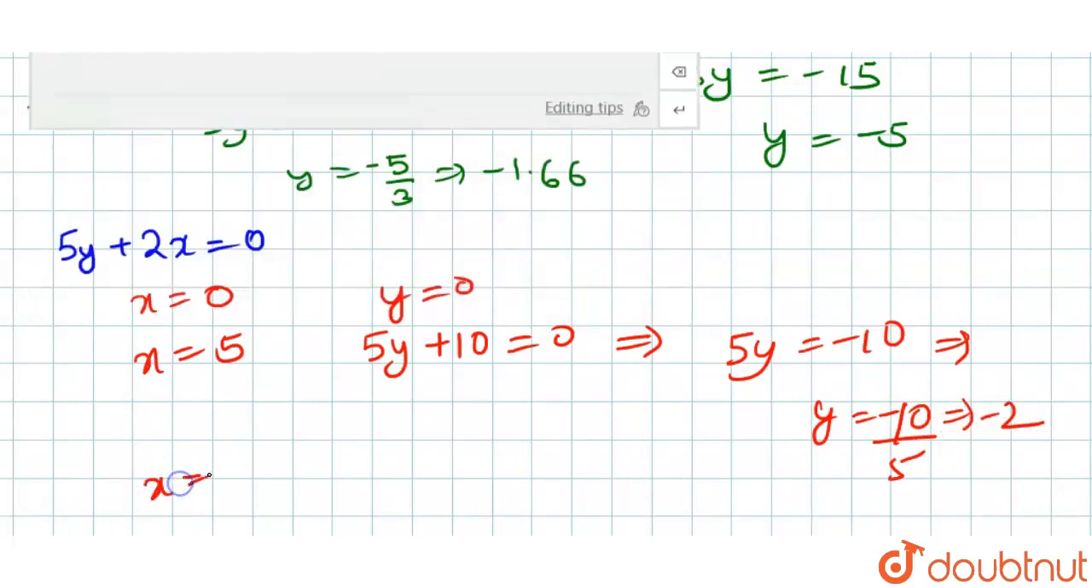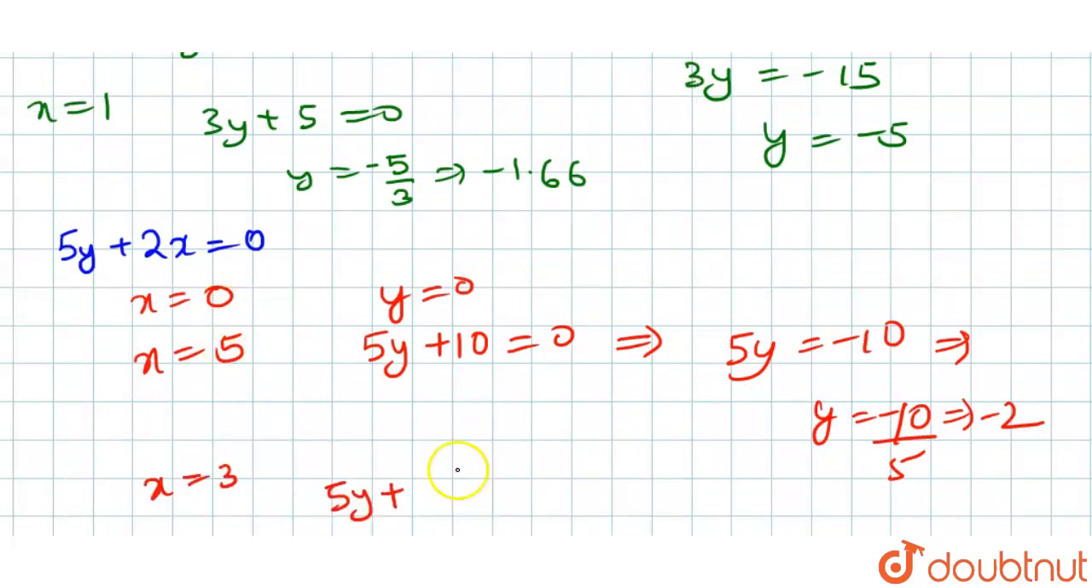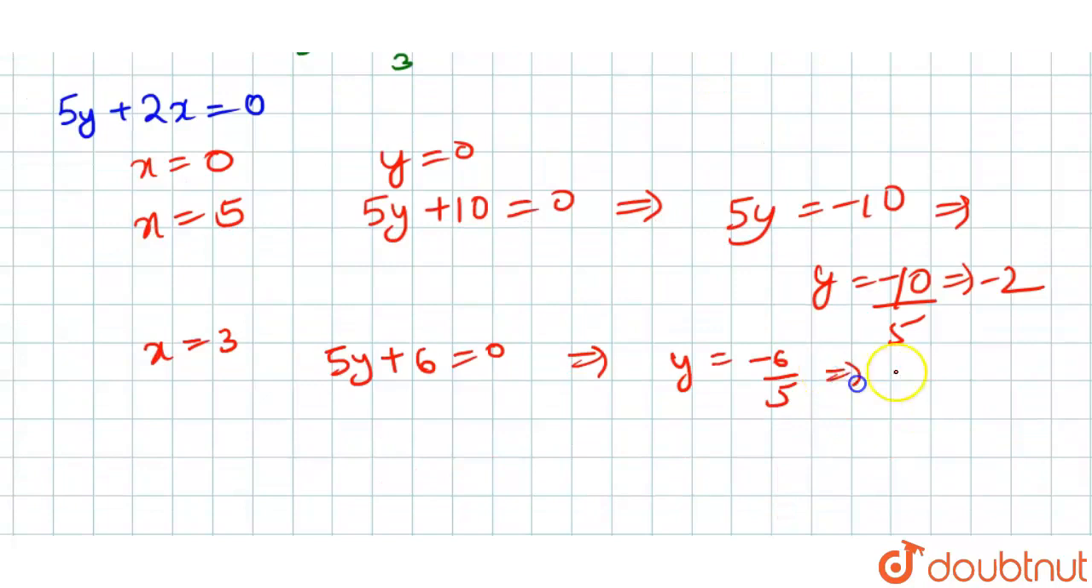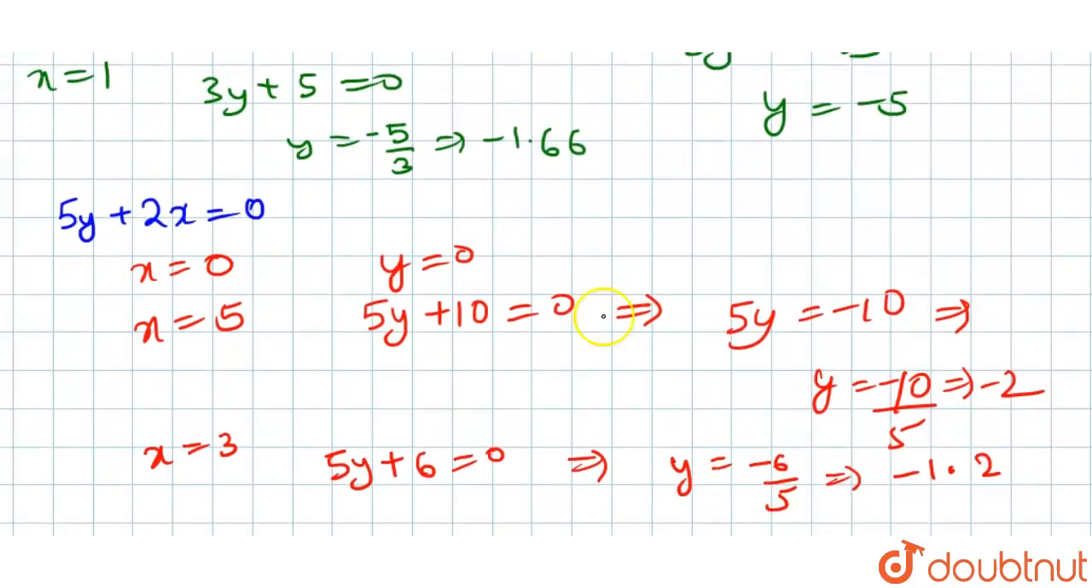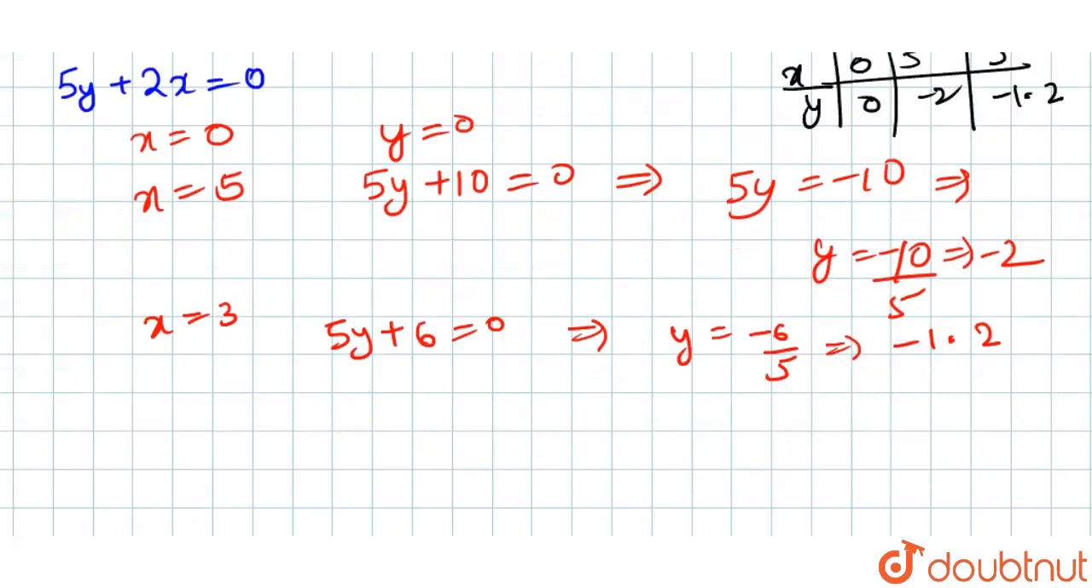And for x is equal to 3, we will have 5y plus 3 times 2, which gives us 6, is equal to 0, and y will become minus 6 upon 5, that means minus 1.2. So the values for this equation will be: for x 0, y will also be 0, for x 5, y will be minus 2, and for x is equal to 3, y will be minus 1.2, right? So these are our values for the second equation.